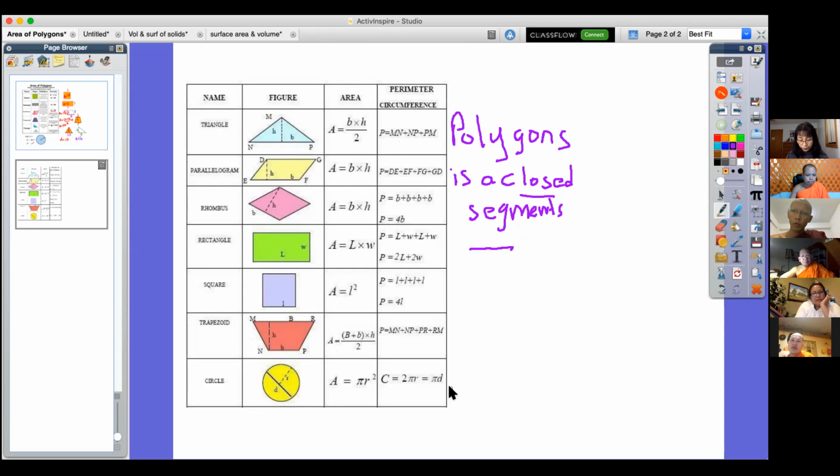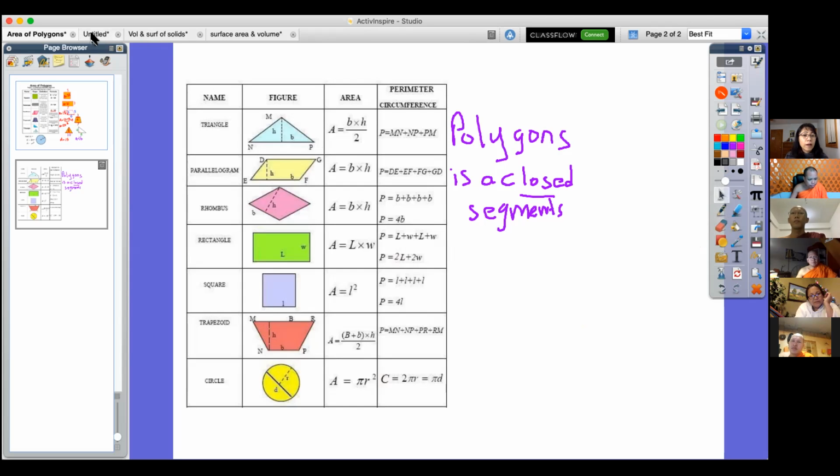You can see they all have straight lines, and this one has a curvy line. All polygons have straight lines and they have angles. A circle doesn't have an angle, because an angle is made up of two rays. We'll do more on polygons later. Right now, I just want you to find the area.